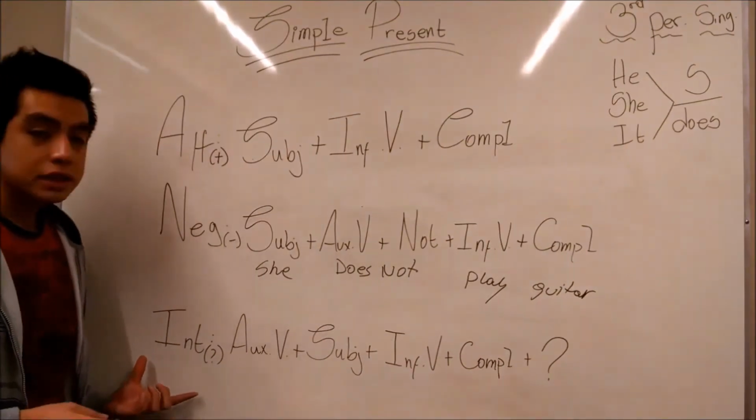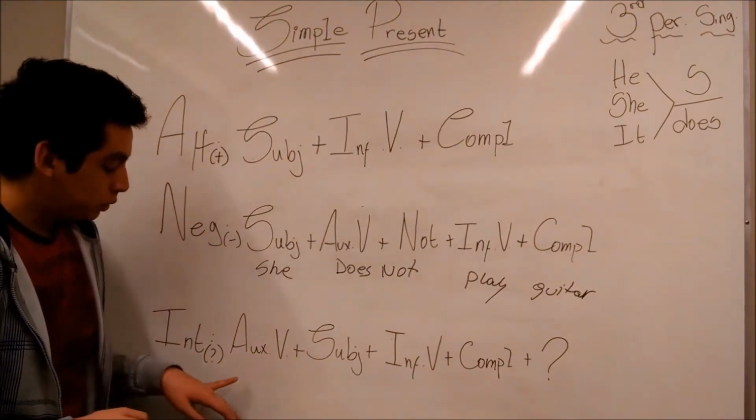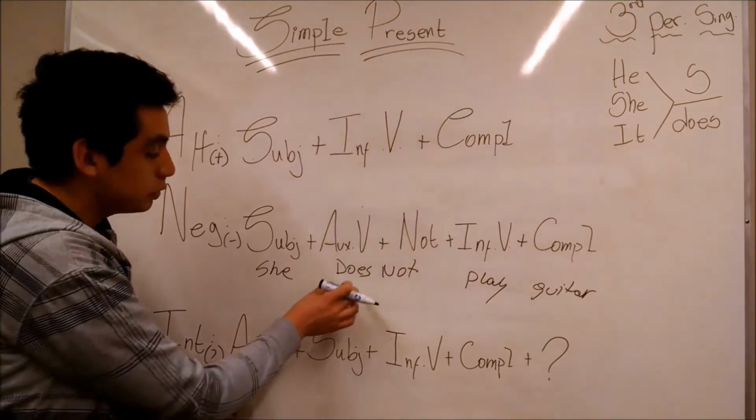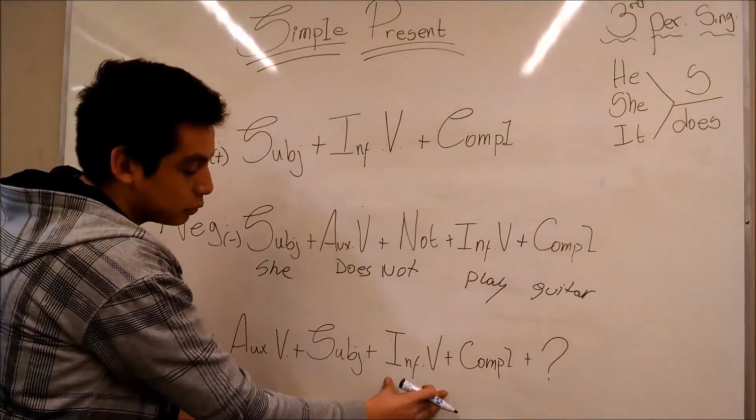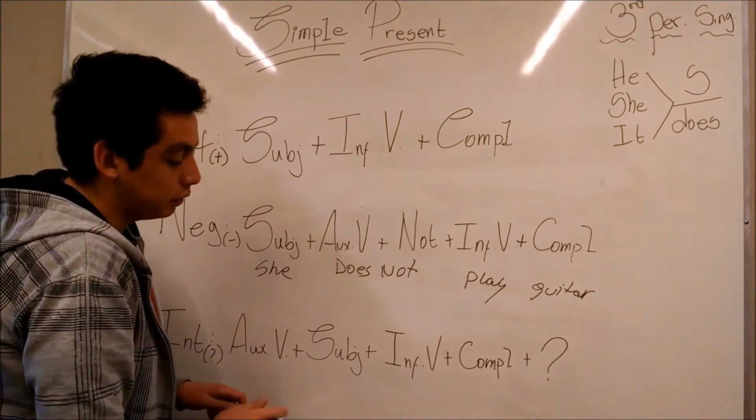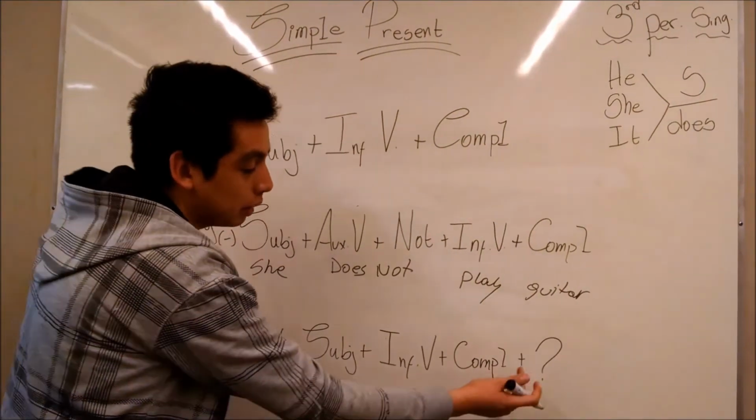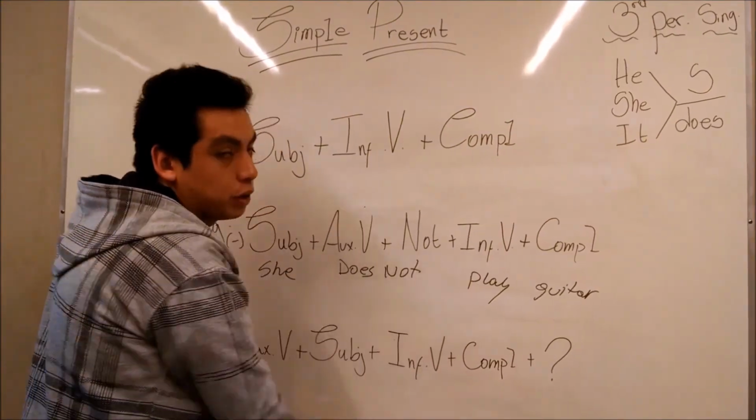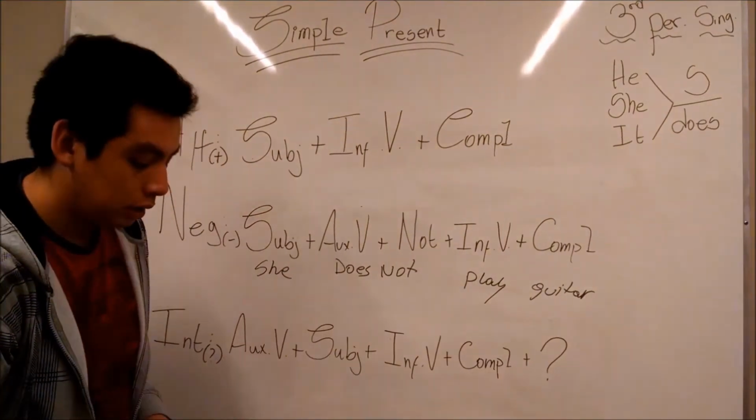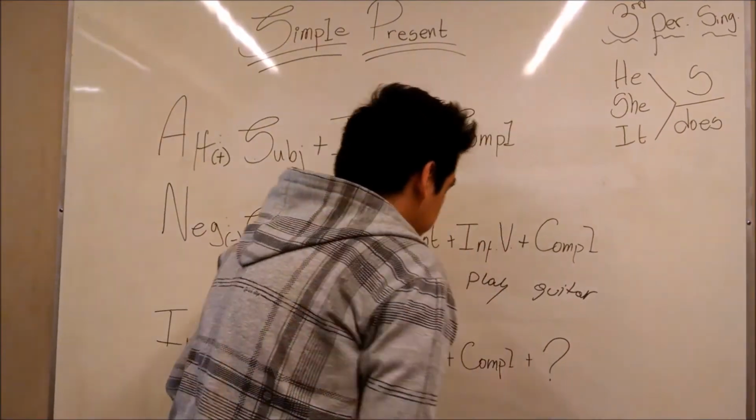In the case of interrogative sentences, we use our auxiliary verb do or does, depending on our subject. Then we have to put an infinitive verb and then our complement. And to close our sentence, the question mark. Okay?